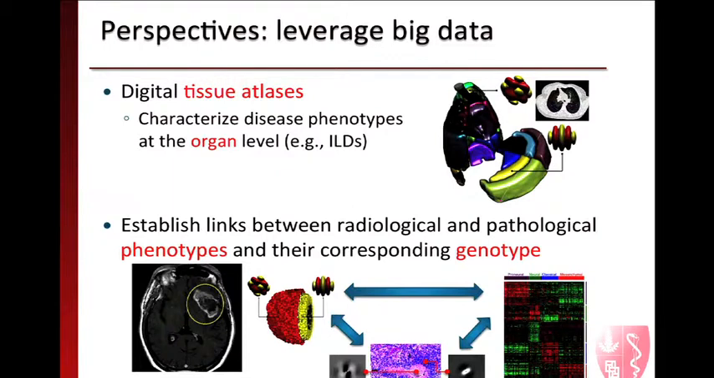It also gives the opportunity to establish links between radiological and pathological phenotypes, and also link them to their corresponding genotypes. Imagine we can learn tissue models in a radiological image here in 3D. We can also learn tissue models in the pathological images, and then establish the links between those using computational methods. And we can also establish the link with their gene expression here. This is expected to really allow us to unveil some fundamental mechanisms of disease pathways if we have very large cohorts of patients.